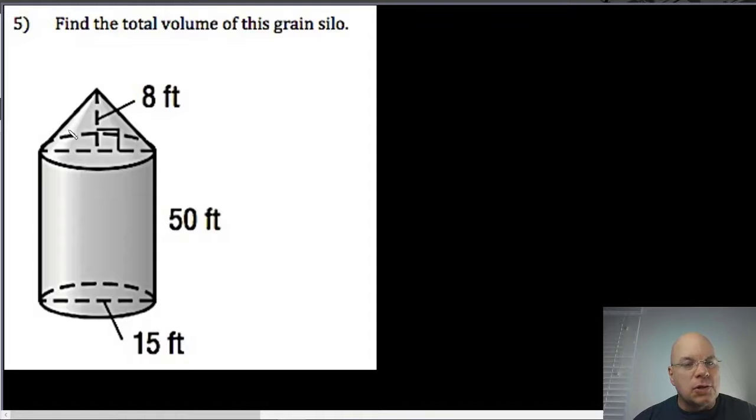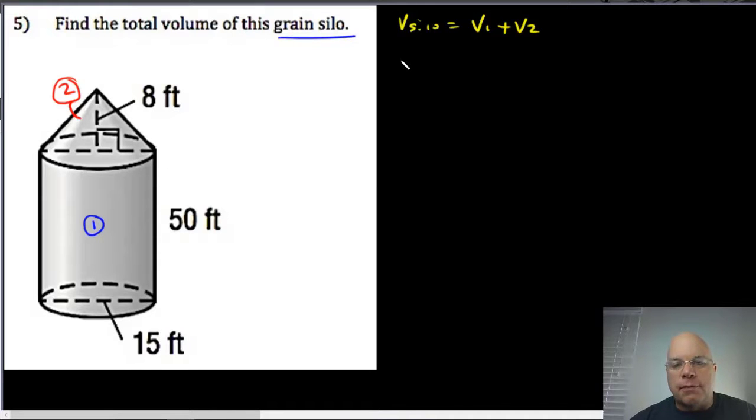So let's take this grain silo and recognize that it's made up of two pieces. The first piece would be this large cylinder, 50 feet tall, with a diameter of 15 feet. And secondly, at the top of the silo, you have this cone. Let's call this piece 2. To find the volume of the entire grain silo, we could just do the volume of the silo equals V1 plus V2, the volume of the cylinder plus the volume of the cone.